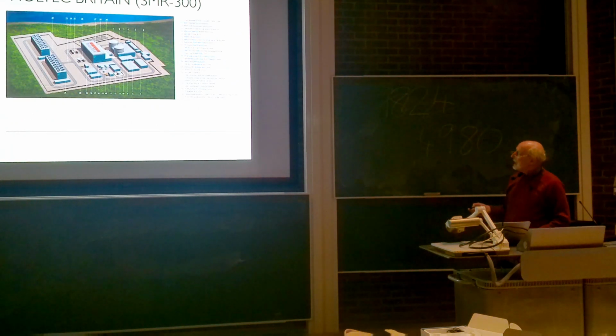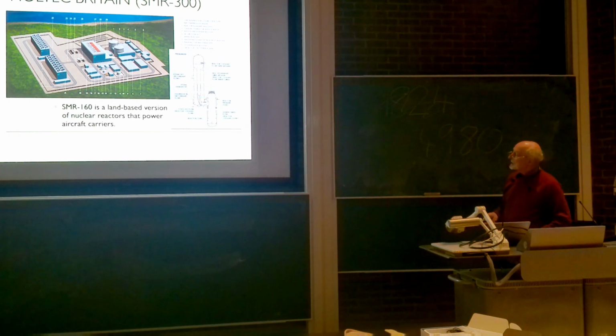They have this schematic of what their plant might look like. There's obviously here 2 reactor systems with a turbine hall and all the other paraphernalia that you might need. The only diagram of what the system might look like that I could find is actually of a slightly different reactor. They have this SMR 160, which I assume is a 160 megawatt system, is a land-based version of the reactors that are in aircraft carriers.